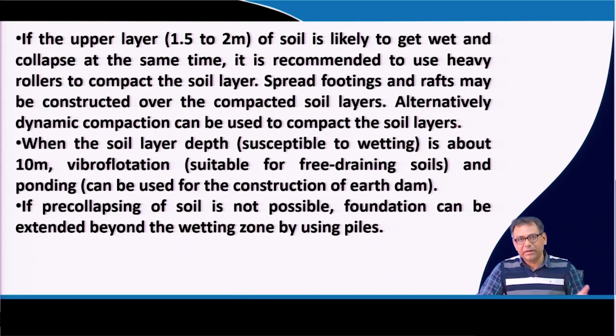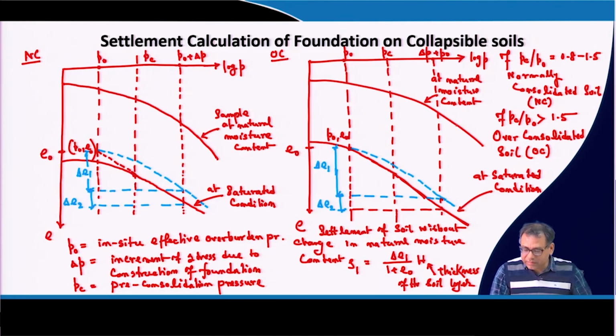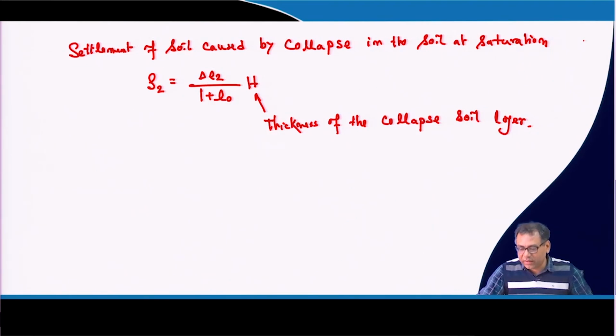Then we can calculate the settlement of the foundation on collapsible soil, and the acceptable value of this collapsible soil settlement is up to 30 centimeters. That means this value should not be greater than 300 millimeters. We have to make our foundation such that up to 0.3 meter, or 30 centimeters, or 300 millimeters of settlement is okay, but it should not be more than that. So we have to calculate that also.